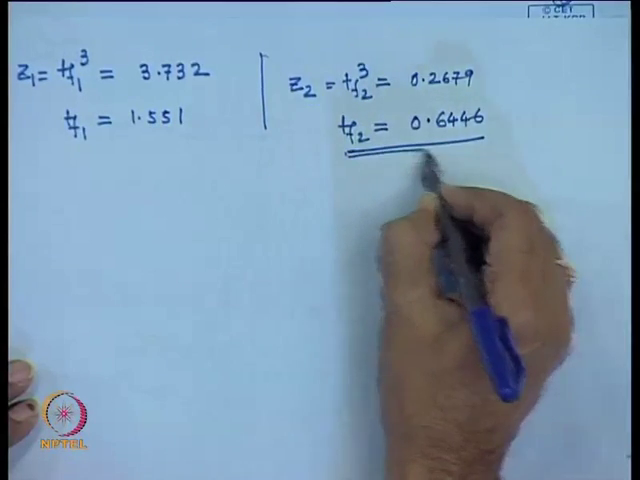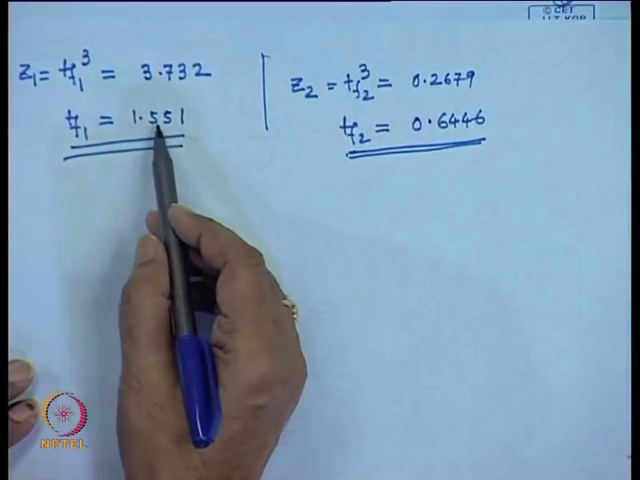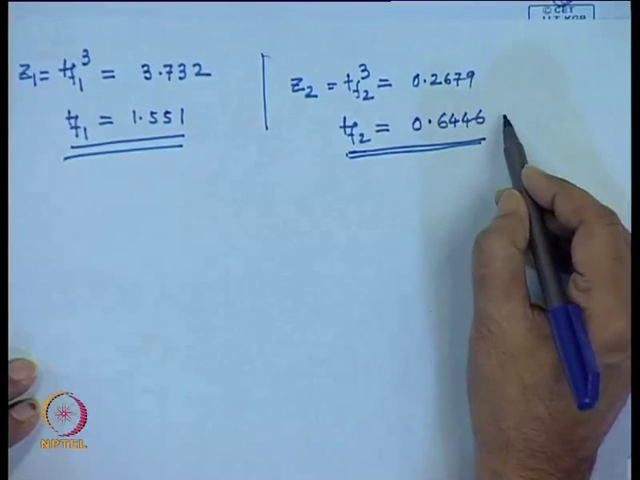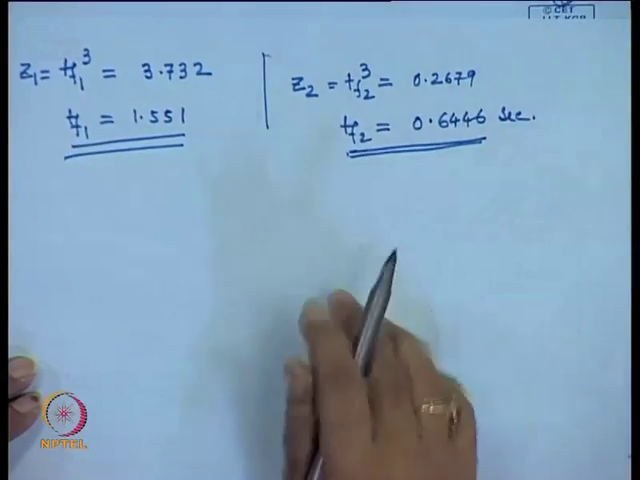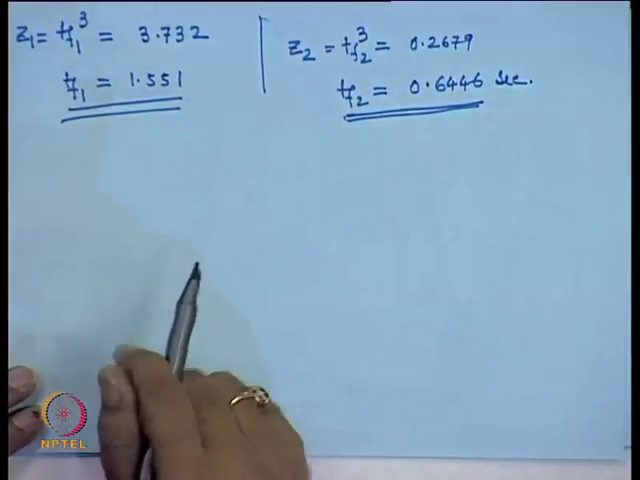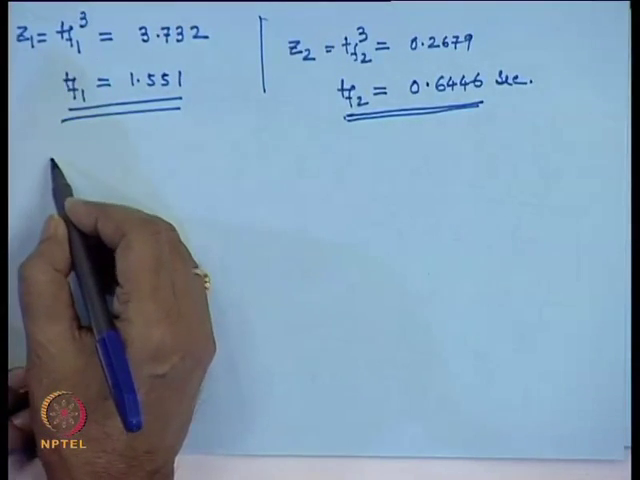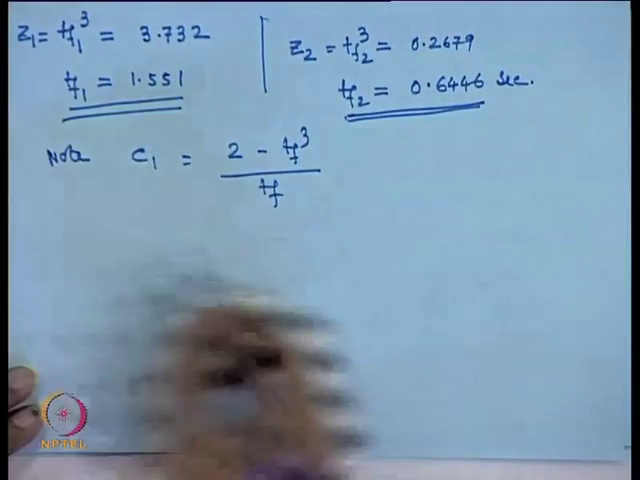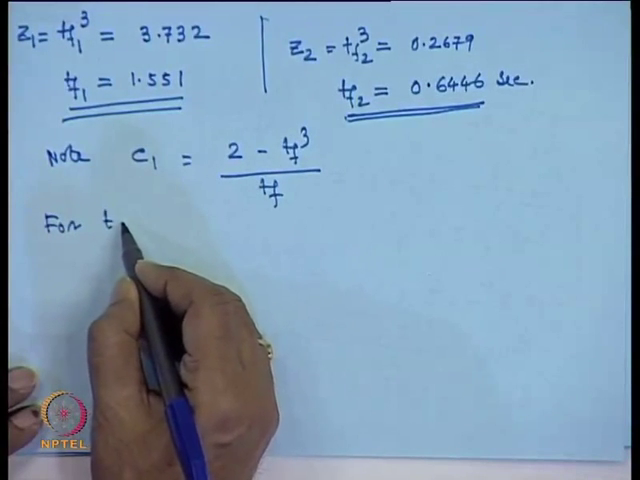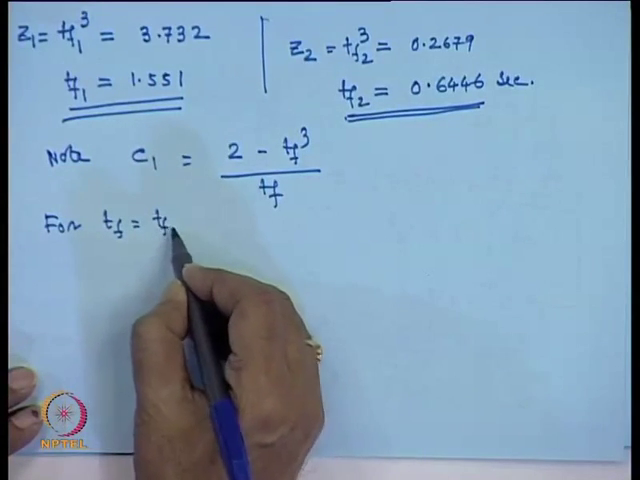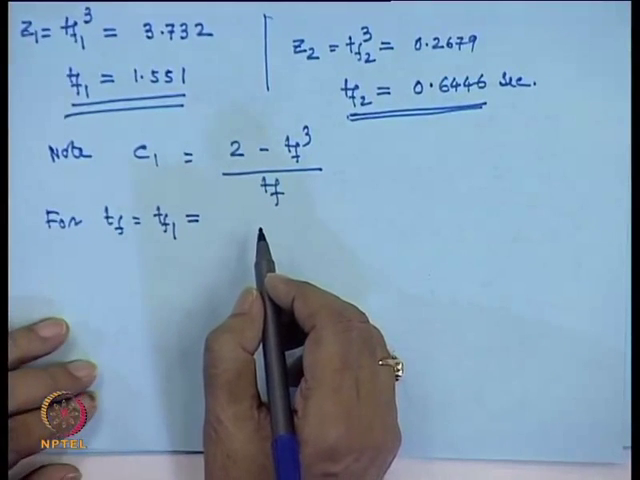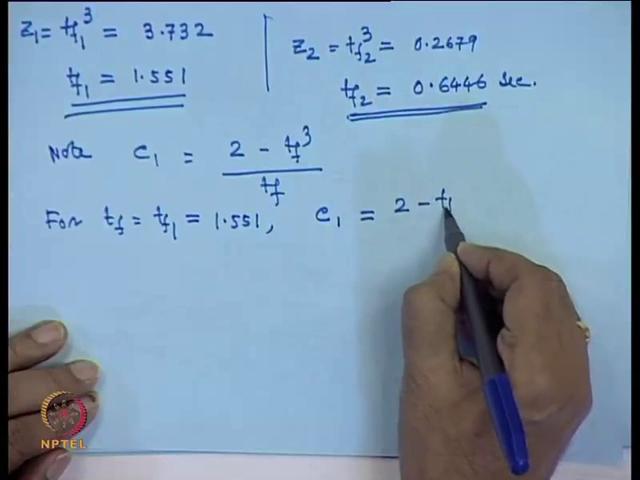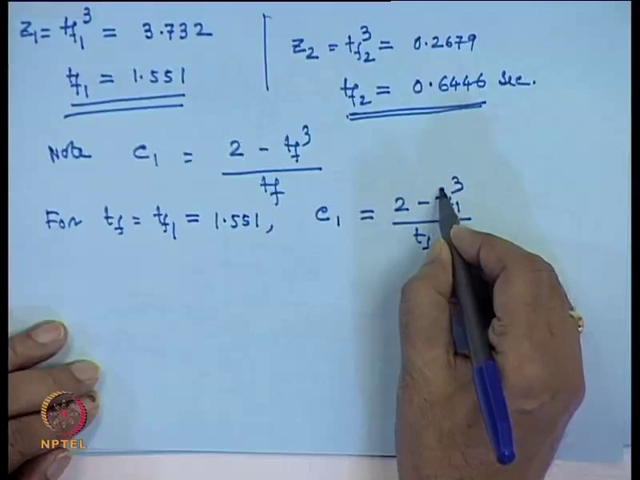So, t f 2 value is 0.6446. So, there are two final times: at 1.551 the state will reach x t f equal to 2, and at 0.6446 the final state will also reach 2 units. Agree? So, once I know t f, I can find c 1. C 1 is equal to 2 minus t f cube by t f, and for t f equal to t f 1, c 1 value you will get as 0.1512, from 2 minus t f 1 cube divided by t f 1.